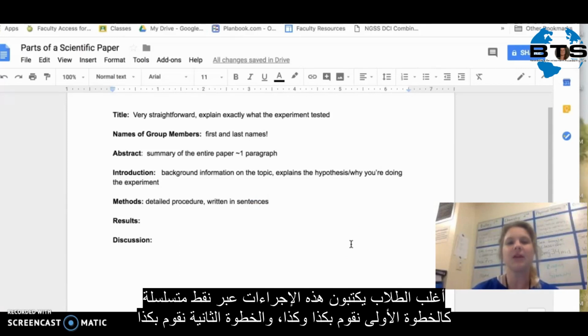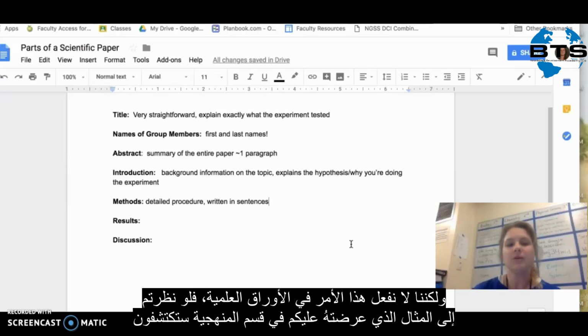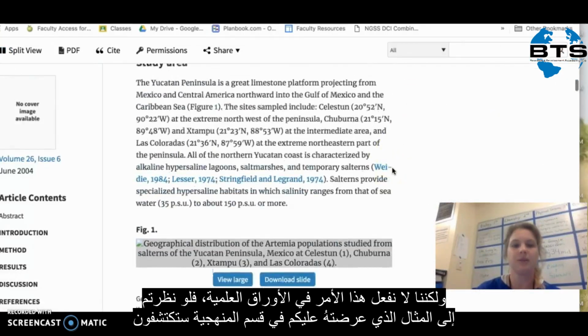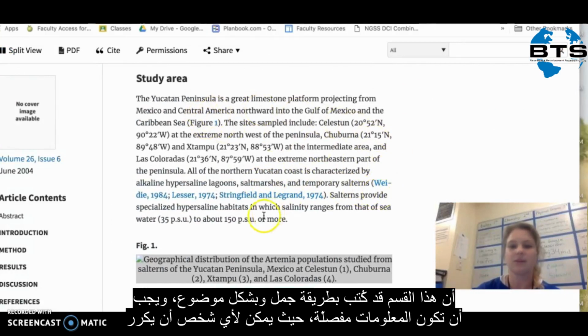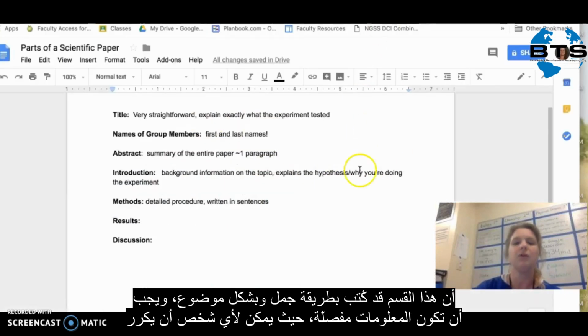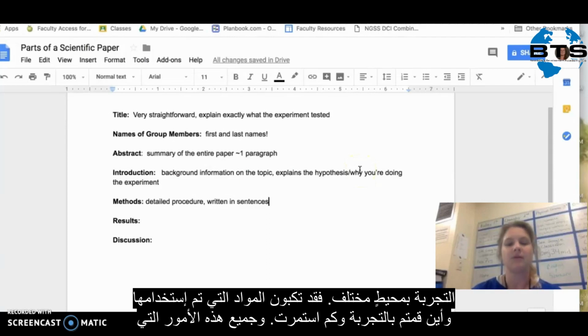But sometimes you see on lab procedures that people write stuff in bullet points, like step 1, do this, step 2, do that. We don't do that in our formal scientific paper. If you look at the example I showed you in the methods section, they write in sentences and in paragraph form. You want this to be so detailed that somebody could repeat the experiment in a different setting.